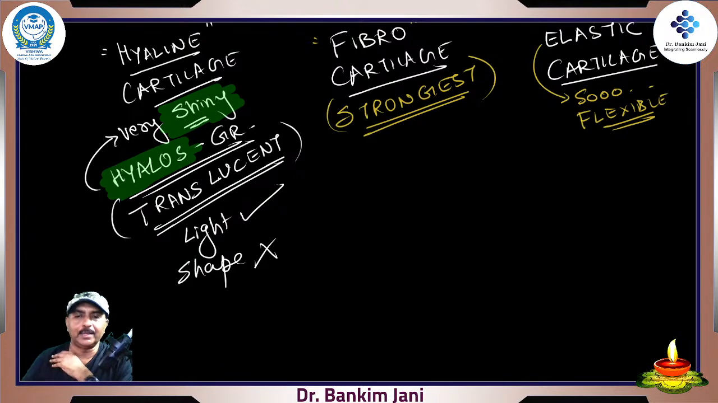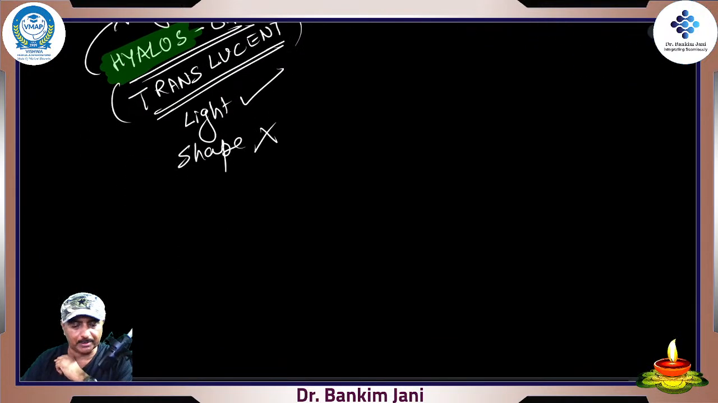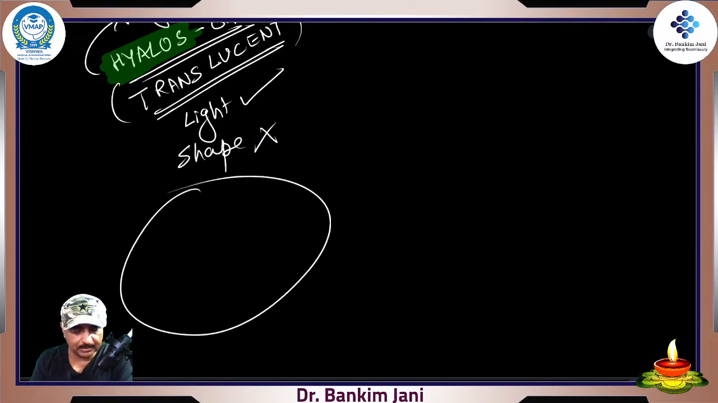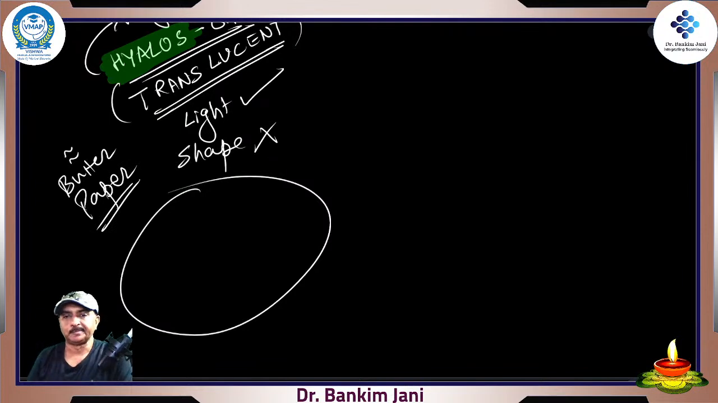Over here, in hyaline cartilage, this is important. Because when you see, I'll show you the figure also, I'll show you the pictures also. Because here, it is blurry. Exactly, like butter paper. I must write this: it is similar to butter paper. Very good.